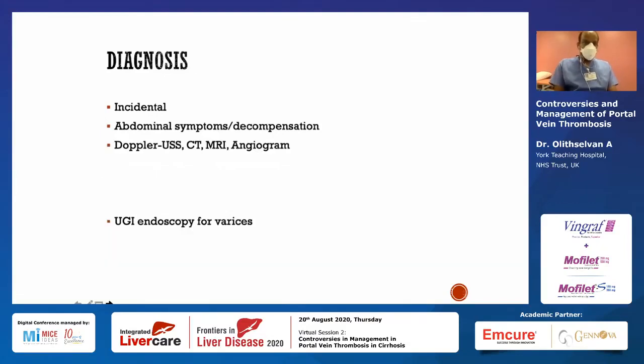Diagnosis is something which we're all familiar with. Most of them are incidental.